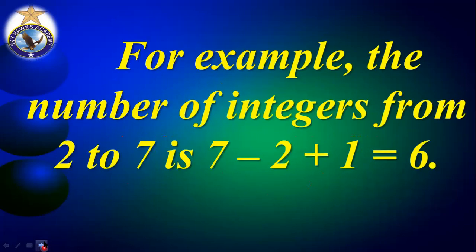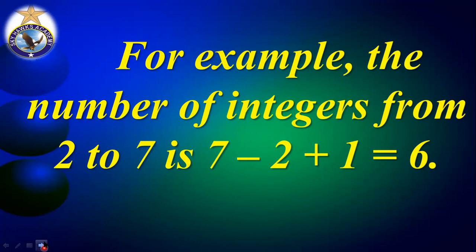For example, the number of integers from 2 to 7 is how many? From 2 to 7, it is 7 minus 2 plus 1, which is 6. So 6 is the number of integers from 2 to 7. Now let's see: 2, 3, 4, 5, 6, and 7.